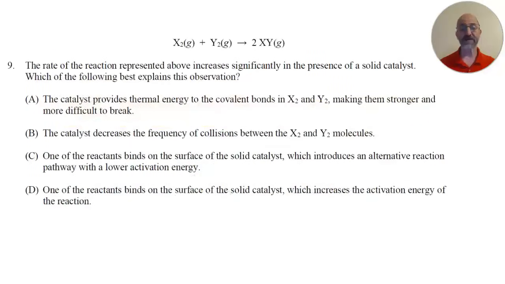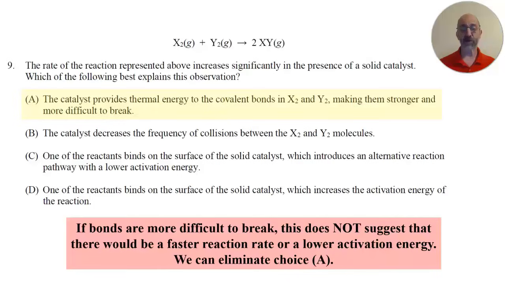Okay, I'm going to start with choice A. In choice A, it says, the catalyst provides thermal energy to the covalent bonds in X2 and Y2, making them stronger and more difficult to break. So a catalyst should make the reaction faster, and if the bonds are more difficult to break, this does not suggest that there would be a faster reaction rate. It's actually more difficult to break those bonds, so that does not imply a faster reaction rate or a lower activation energy. So we can eliminate choice A.